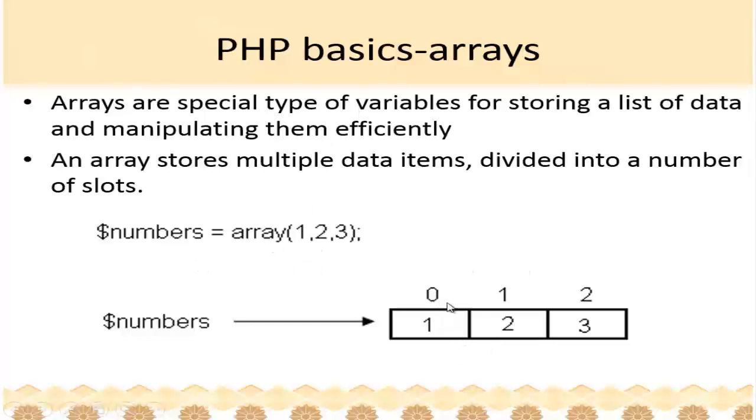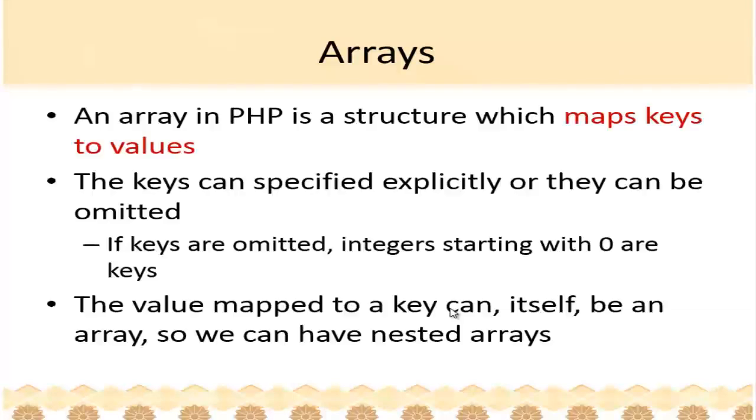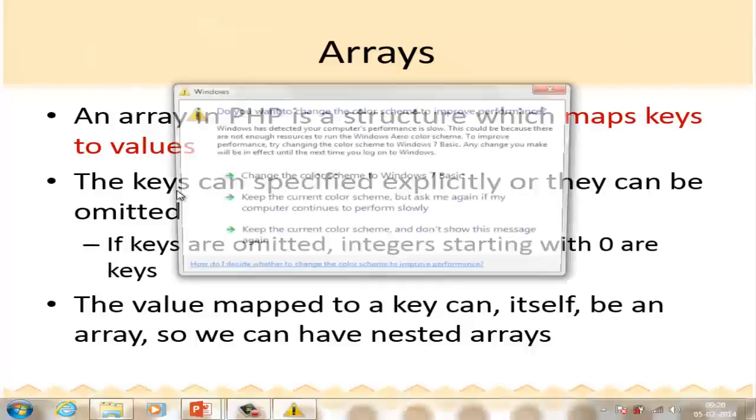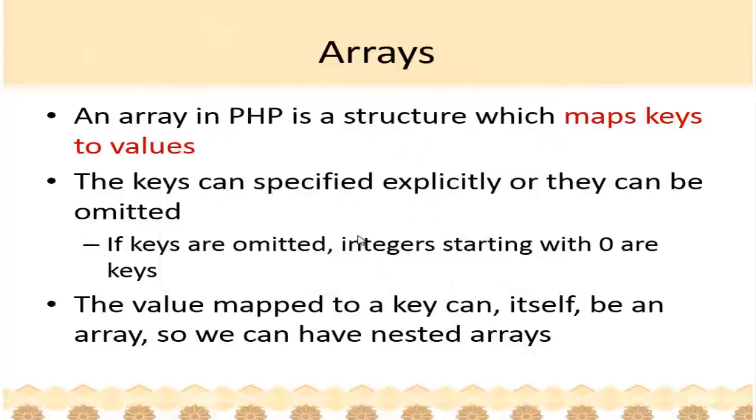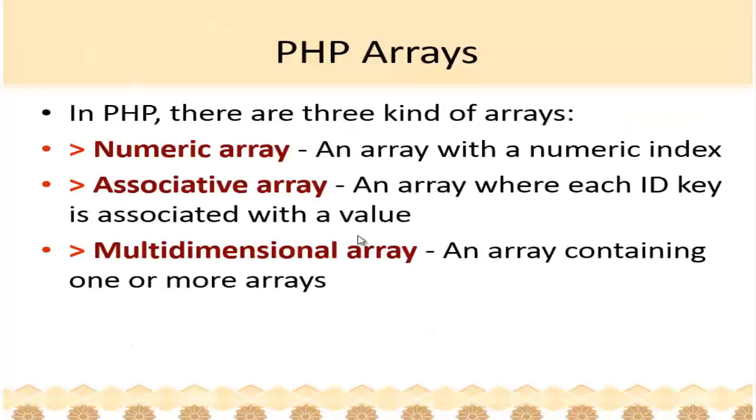Each individual element within the array is marked by an index or a key, depending upon how we declared it. So this is what an array is. Now, if you specify a key for the index, that key will be used. If you don't specify it, then by default the index will start from 0 with an integer number. There are three kinds of arrays: numerical array, associative array, and multi-dimensional array.